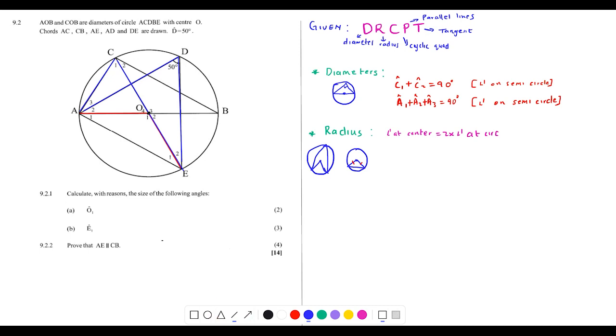So this then means that I'm going to say O1 is twice C1, and then again I'm going to say O1 is twice D. All right, now let's see if I can find another angle. So with this one, I can see there's that, right?